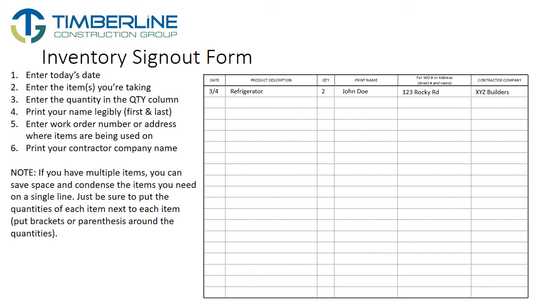Note, if you have multiple items, you can save space and condense the items you need on a single line. Just be sure to put the quantities of each item next to the description. You can put the numbers in brackets or parentheses around the quantities. So for example, in the next line down, we will see that 1 fridge, 4 microwaves, 6 window AC units, 1 single hot plate burner, and 3 2 hot plate burners are requested by Jane Doe for use on address 789 Needy Street, who represents or works with company WWCG.